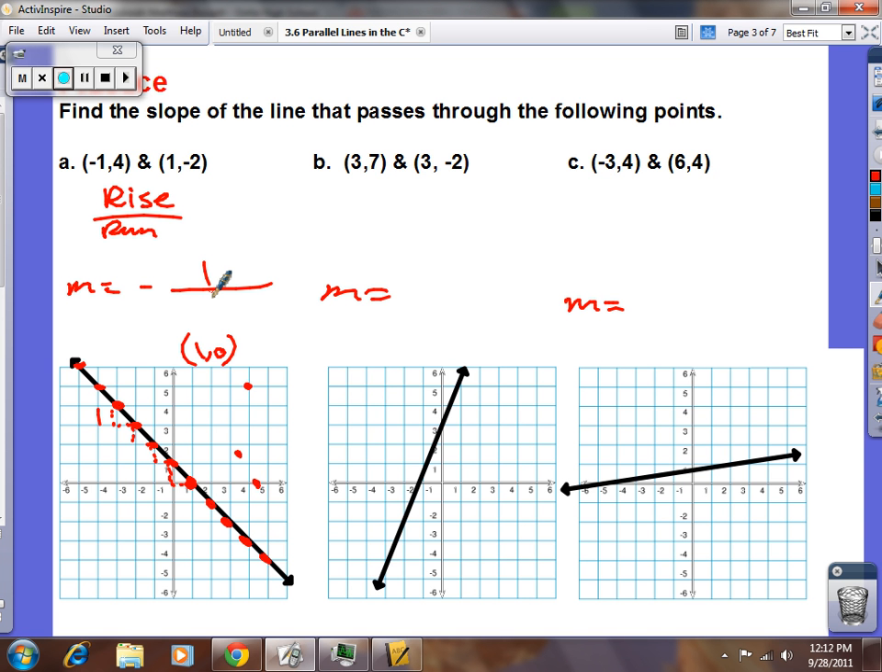Okay, my run, how far across? Your run is your horizontal. Savannah, how far did I go across? From this dot to this dot right here, how far did I go across? I went across 1. So your slope is a negative 1 over 1. Okay? So rise, write this down. That is your up and down. Your run, that's your left and right. That's across.